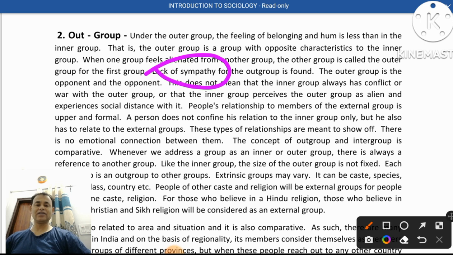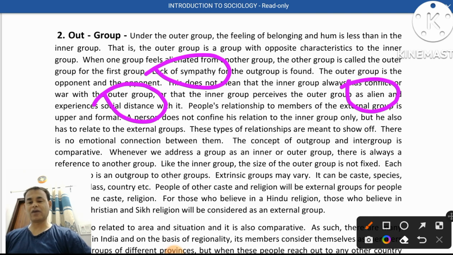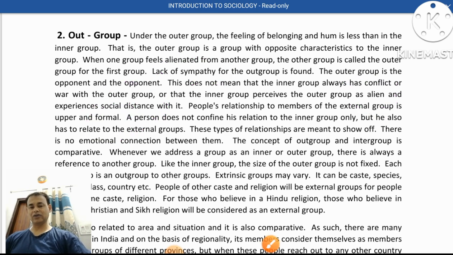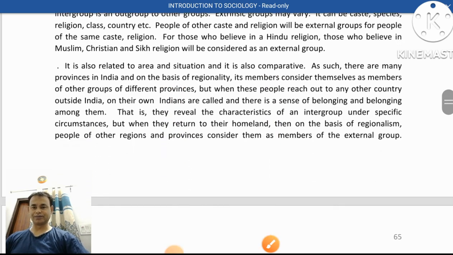And this does not mean that the in-group always has conflict or war with the out-group. It means that the in-group perceives the out-group as alien. Understand? Just write it. They experience social distance with it. People's relationships with members of the external group are superficial and formal. So these are the basic characteristics of out-group and in-group.